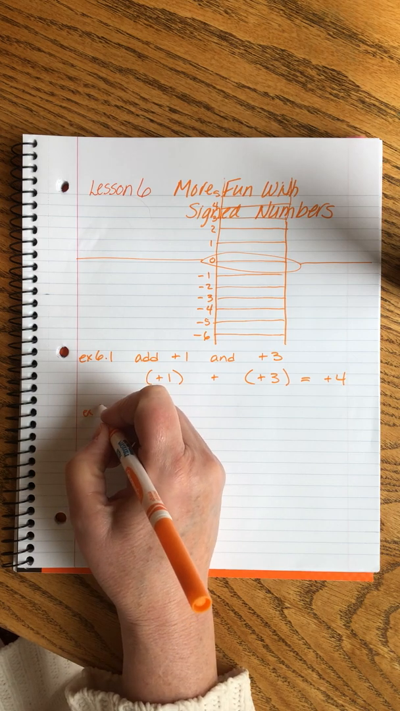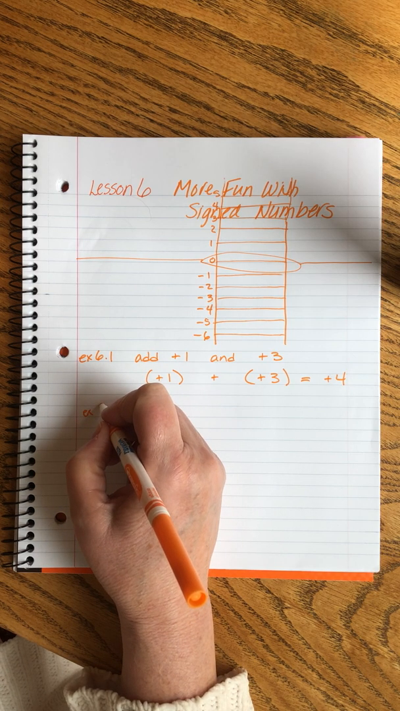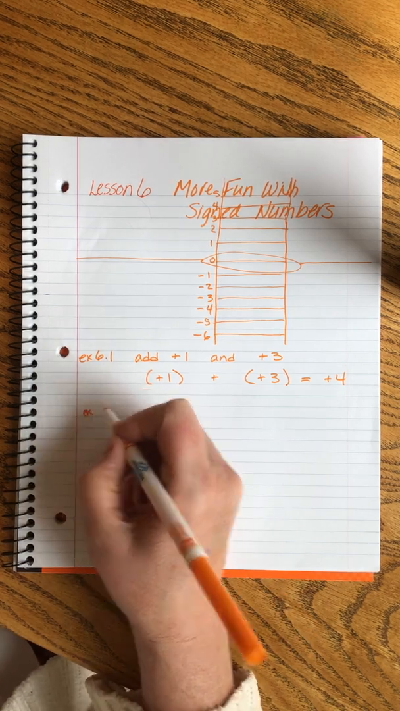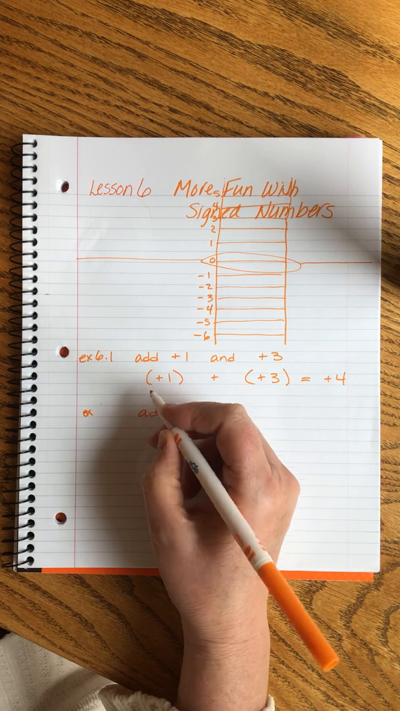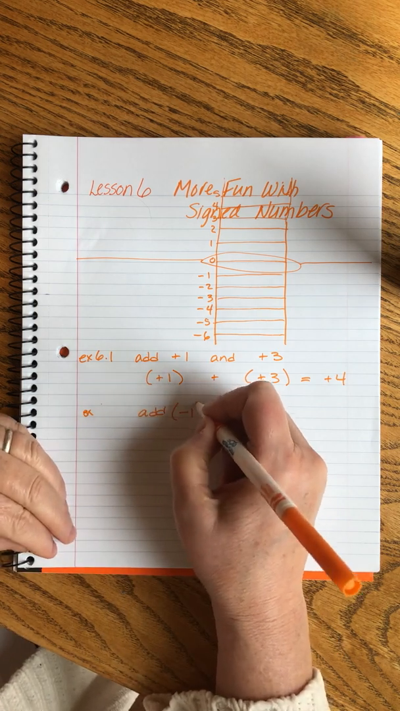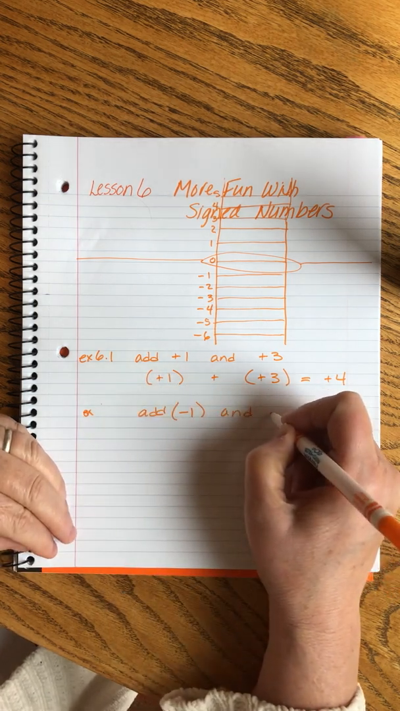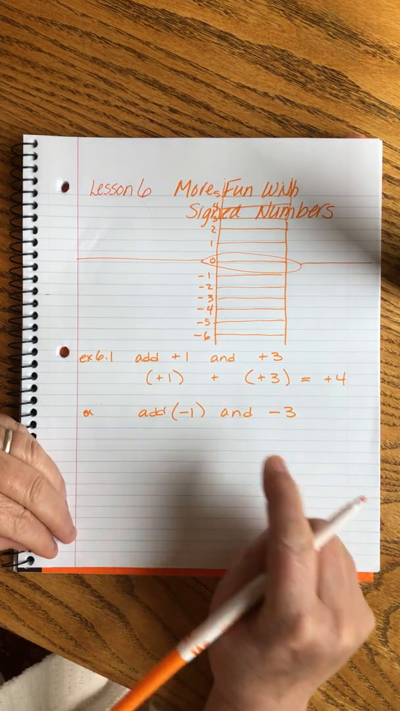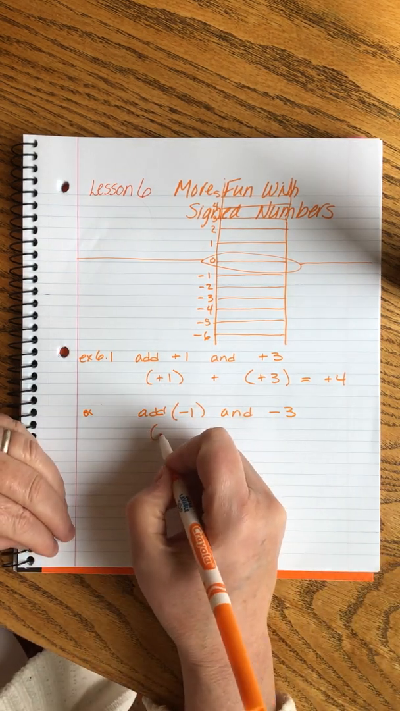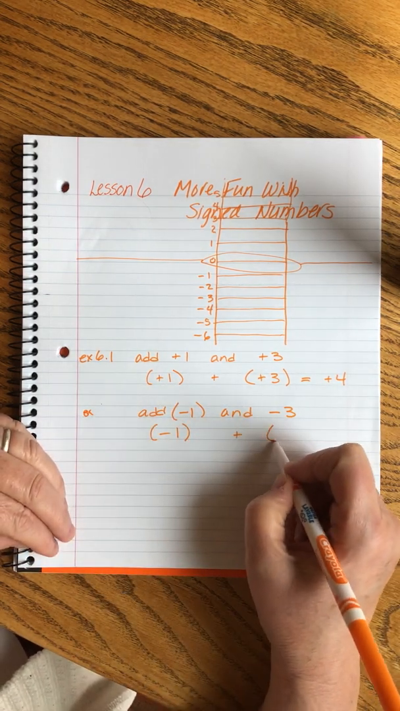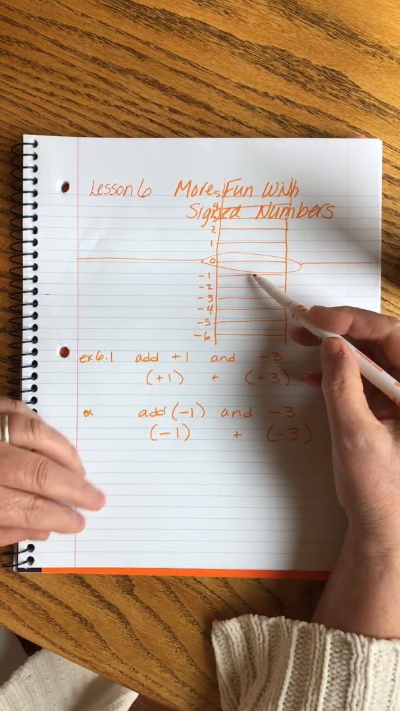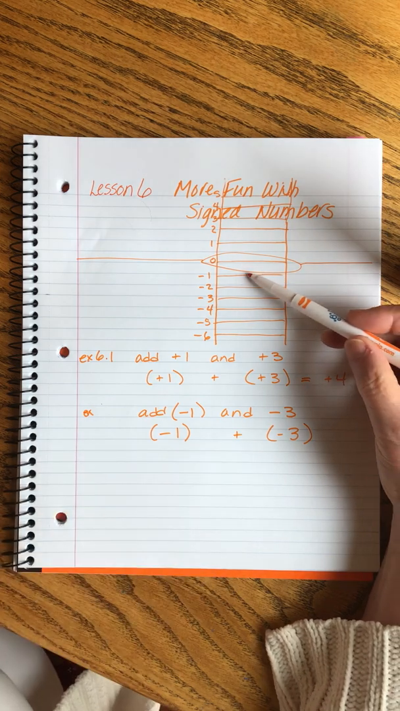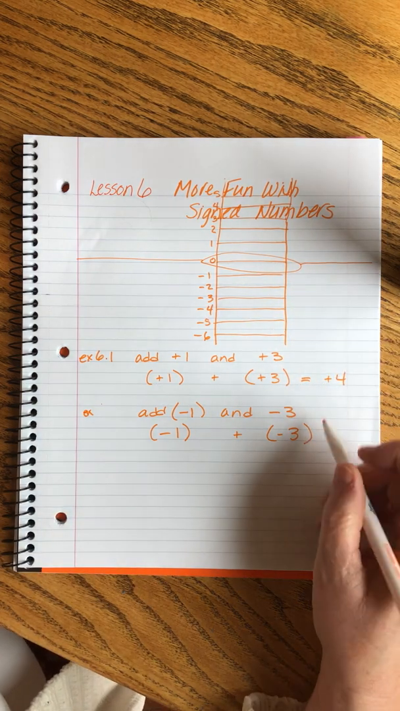Example 6.2. Oh wait, no, this is still part of the first example. Now what we want to do is add -1 and -3. I didn't mean to put that in parentheses. John didn't tell us that. But that looks like this. We get on at -1 and we go down 3 more. 1, 2, 3. That gets us to -4.